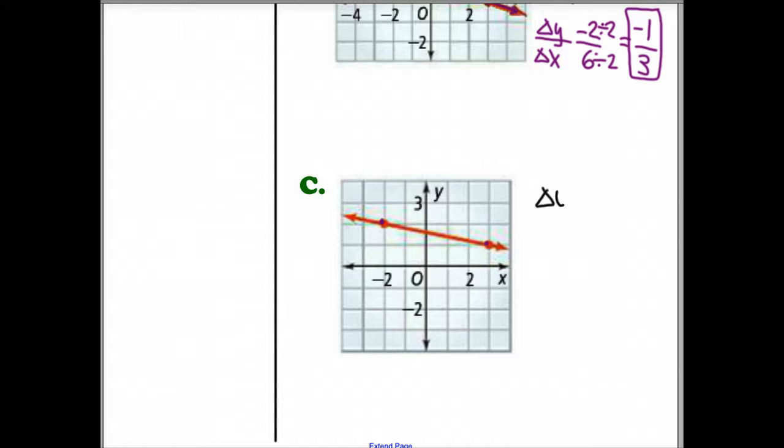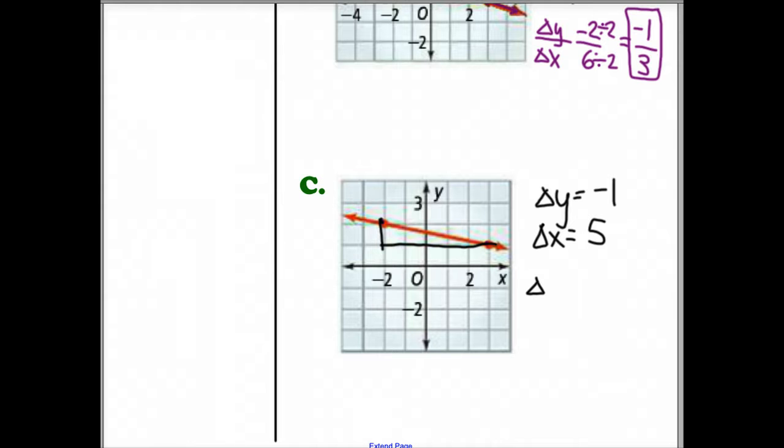So our change in y is also known as our vertical change. So if we're going up or if we're going down. So from this point on the left to the point on the right, we are going down 1. So our vertical change is negative 1. Now we need to figure out how many we go left or right. We are going to go right 1, 2, 3, 4, 5. So our change in x is 5.